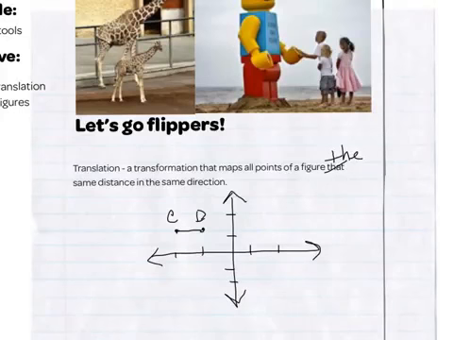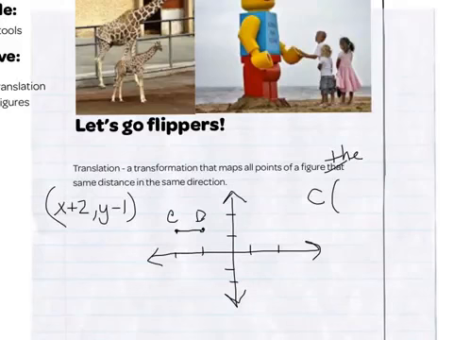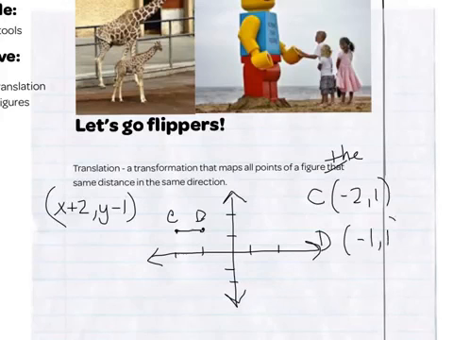We have line segment CD, and I'm going to do a translation on this so that it is x plus 2 and y minus 1. So that means that for every point we will map x plus 2 and y minus 1. The point C is located at -2, 1, and D is located at -1, 1. If I perform the translation, I'm going to add 2 to the x of C, which would make this 0.